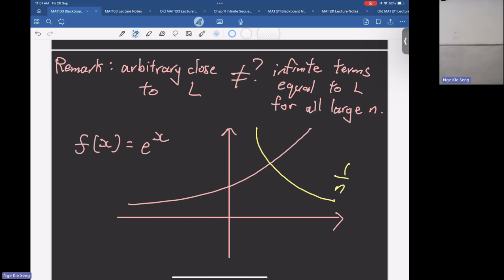If this one converges, there's this one. Wait, later I show you.